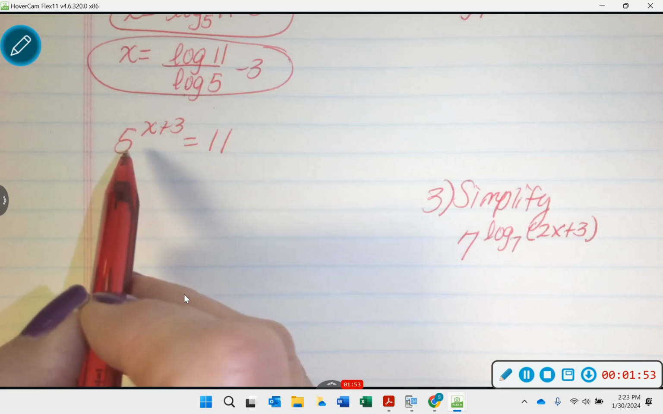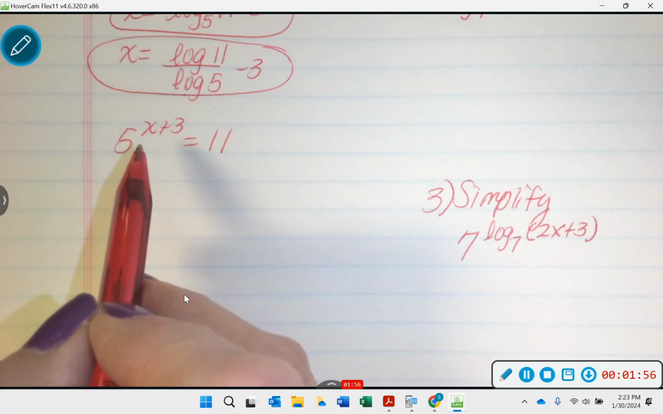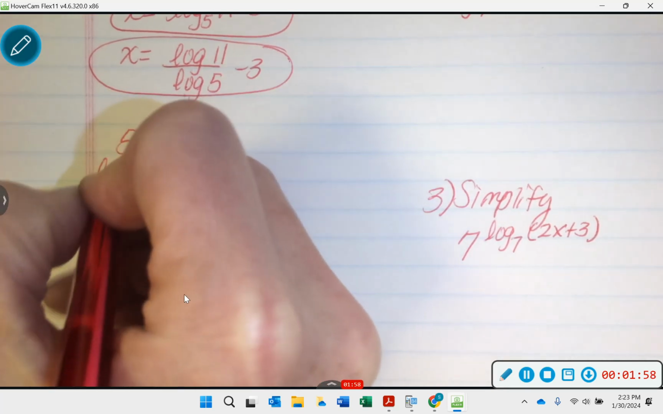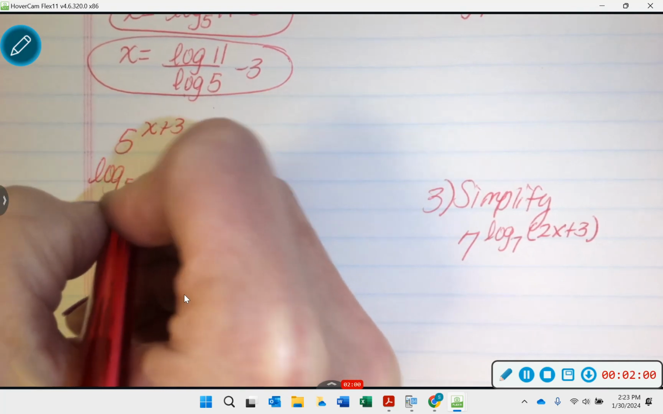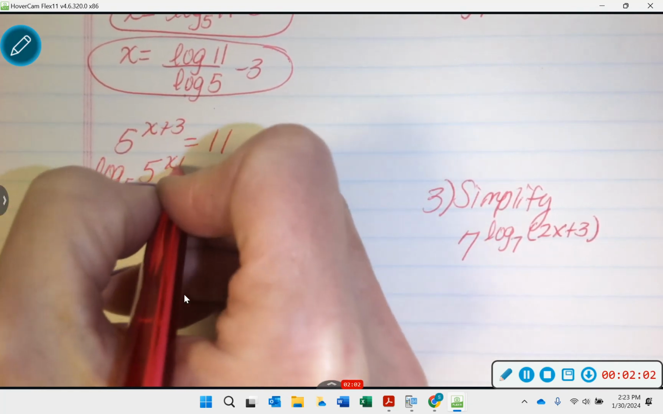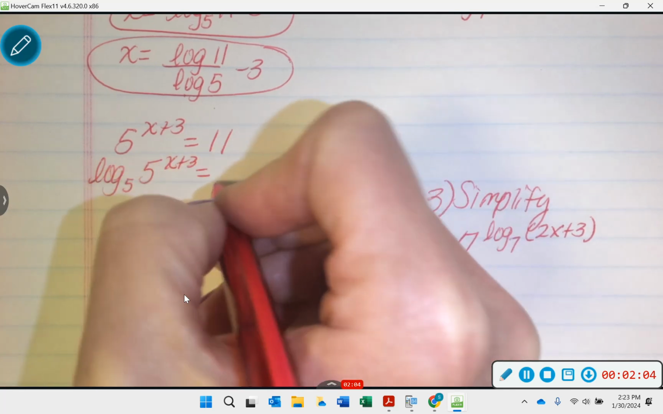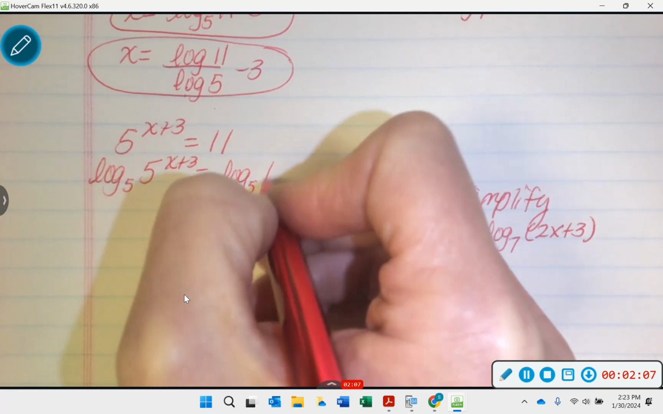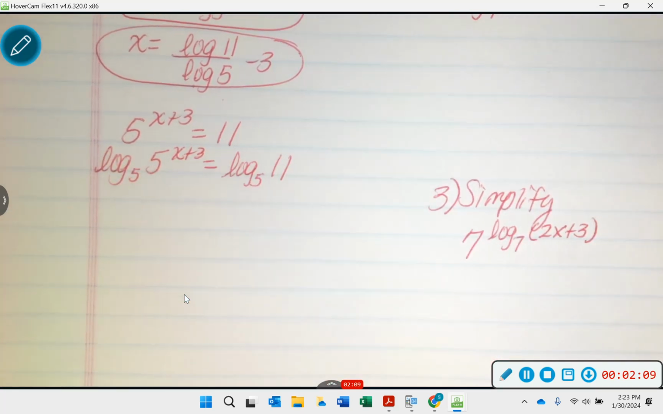What's the inverse operation of an exponential? A log. So I could do log of this base. So log base 5 of 5 to the x plus 3. And I'm going to do the same thing to this side. Whatever we do to one side, we have to do to the other.